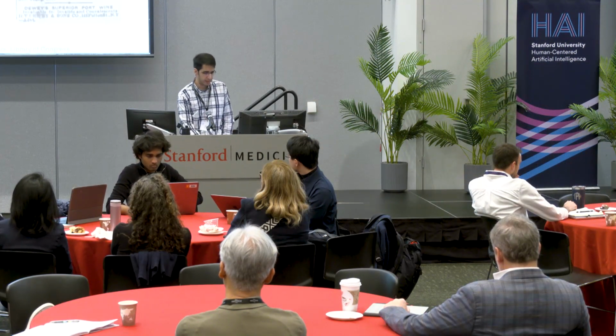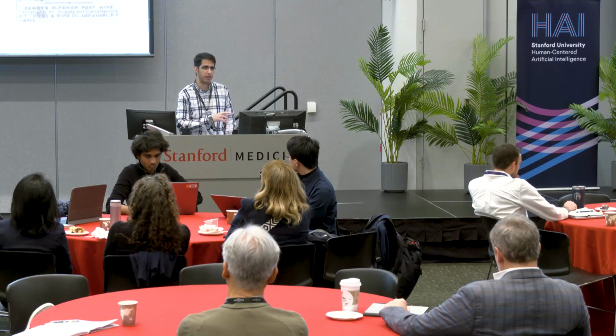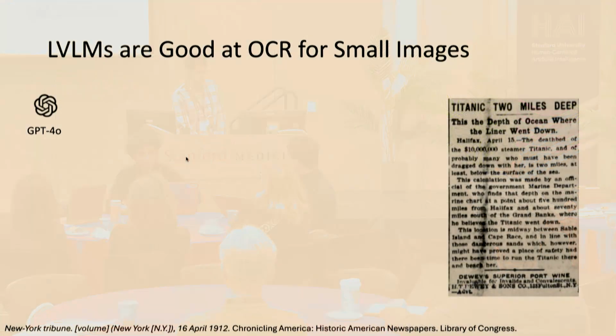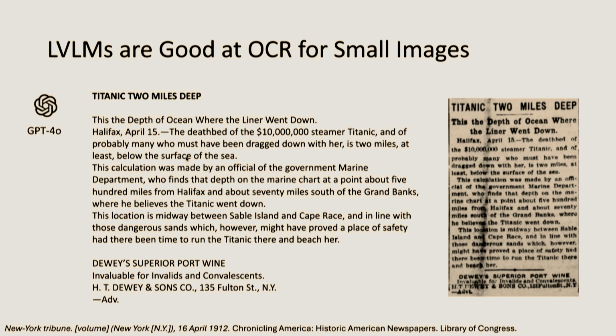But another observation is that if you actually give these large vision and language models small chunks instead of entire pages, for example, this is the same example as a few slides ago, they're actually really great at doing OCR, right? So the problem seems to be that large, complicated images are tricky for them, but small images, they are really accurate.